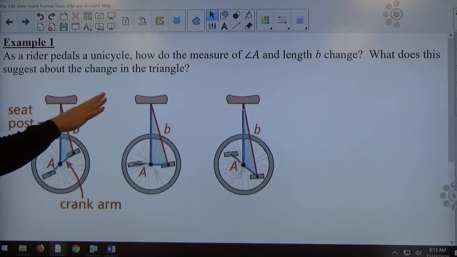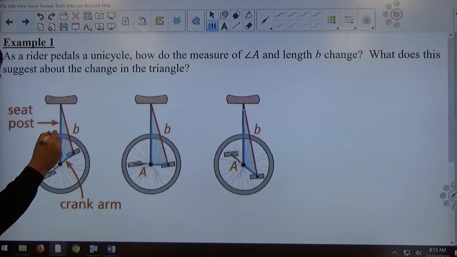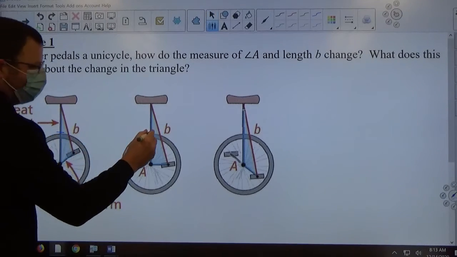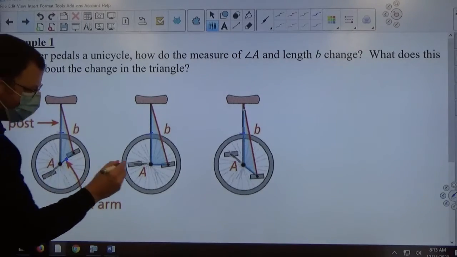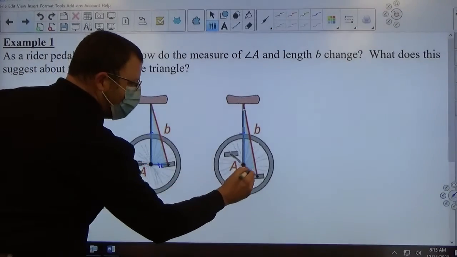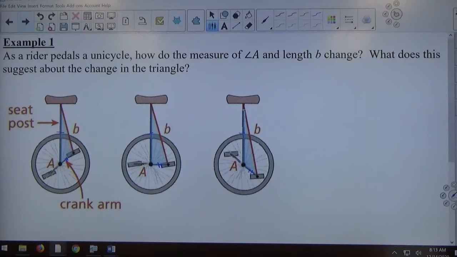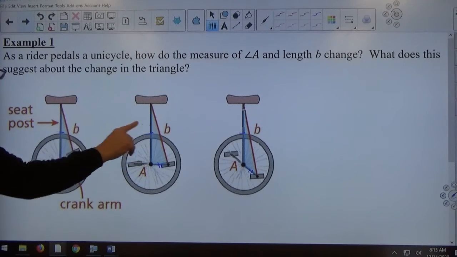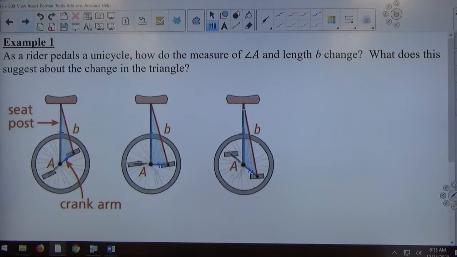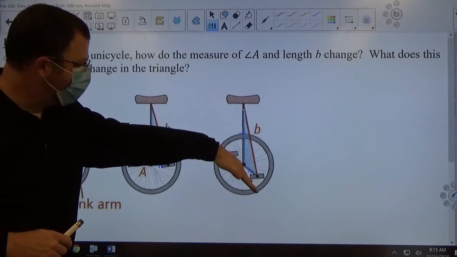So these are all going to be congruent. This piece is congruent to this piece is congruent to this piece. And this piece is congruent to this piece is congruent to that piece. All right. The third side in each case is length B, and you can see here the crank arm is here, this acute angle happening. As the pedal goes this way, we should expect that B is getting longer, right? And as we continue on this way, B is getting longer.